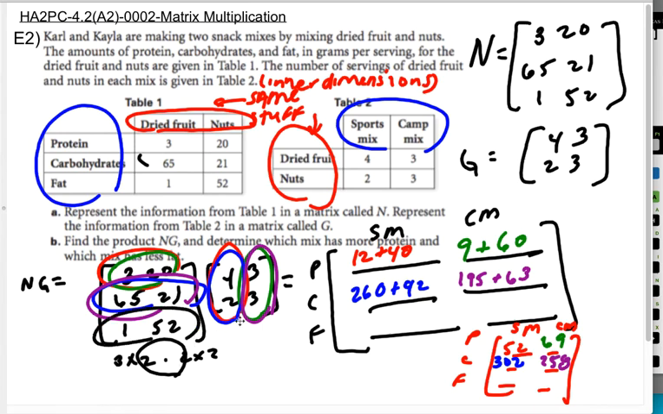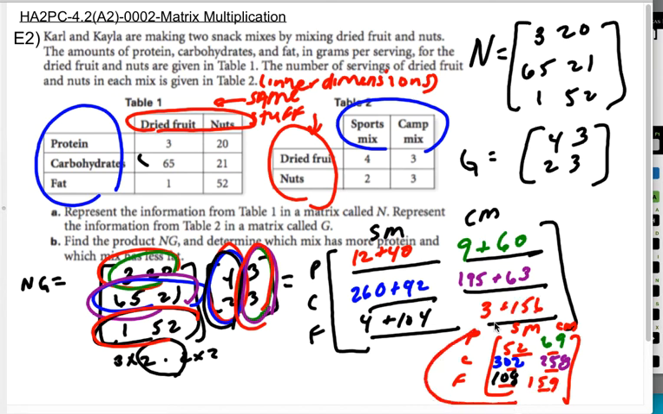Last row, first column, 1 times 4 is a 4. 52 times 2 should be a 104, so this should be 108. Right? And then last row, second column, 1 times 3 should be a 3, and then 3 times 52 should be a 156. So this should be a 159. Okay, so there's my answer matrix, and then we're supposed to use that matrix to answer some questions.